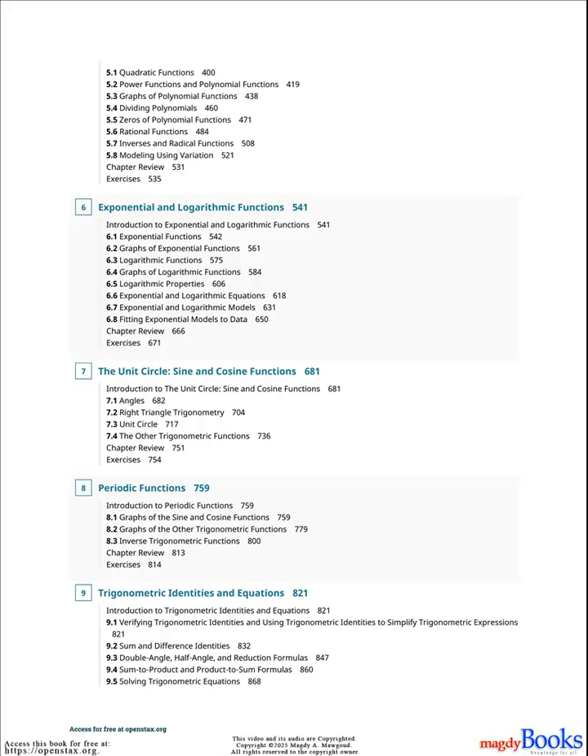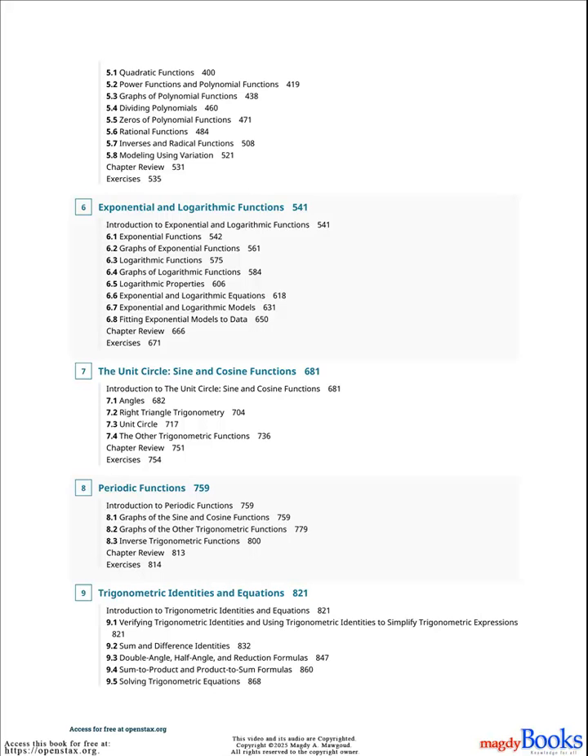Sine and Cosine Functions. Introduction to the Unit Circle. Sine and Cosine Functions. 7.1. Angles. 7.2. Right Triangle Trigonometry. 7.3. Unit Circle. 7.4. The Other Trigonometric Functions. Chapter Review. Exercises. 8. Periodic Functions. Introduction to Periodic Functions. 8.1. Graphs of the Sine and Cosine Functions. 8.2. Graphs of the Other Trigonometric Functions. 8.3. Inverse Trigonometric Functions. Chapter Review.